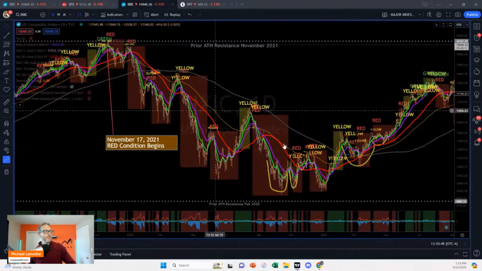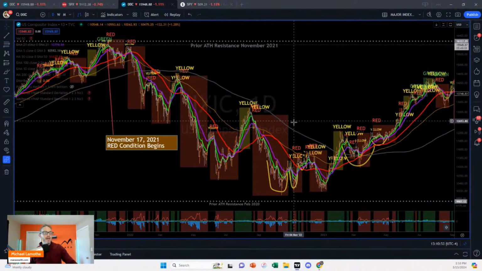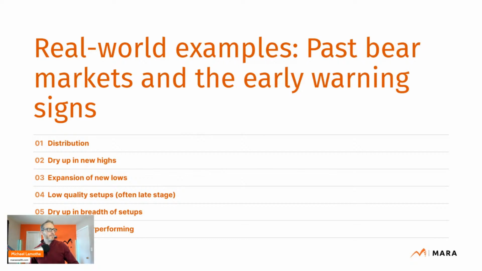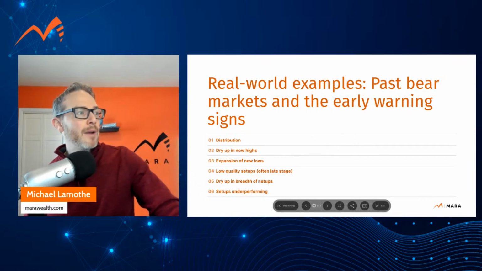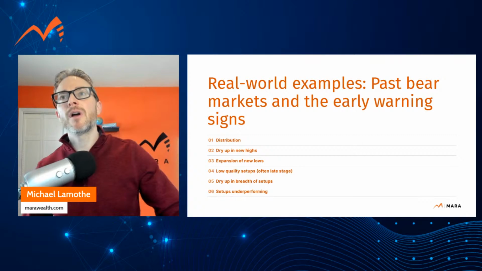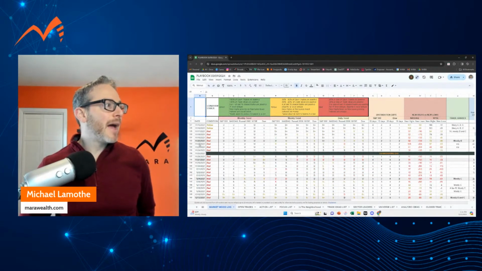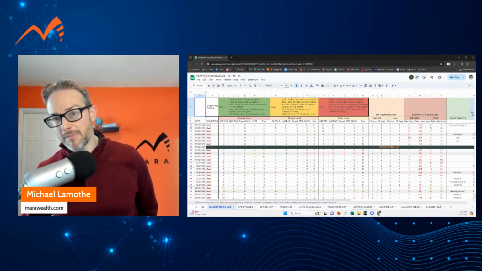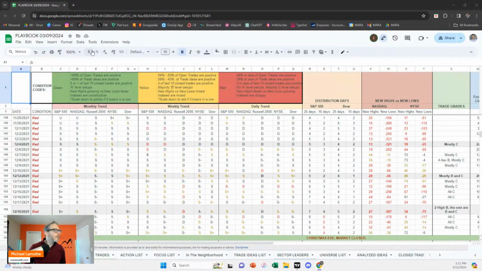But back here, there were all the things that we were talking about in that slide, to remind you of what the slide said. There were all these things here. Setups underperforming, dry up in breadth and quality of setups. Let's take a look at the spreadsheet and I'll show you exactly what we were talking about. So all that was happening back in here, back in November. Let's zoom in.